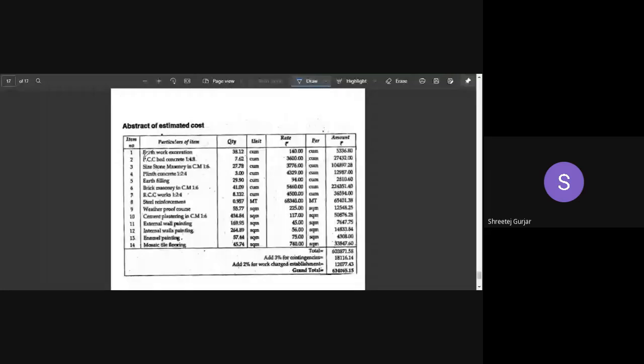Then after all of that is done, this is part 1 of your detailed estimate. After we finish this, we are done with part 1 of our detailed estimate, which deals only with calculating our quantities.